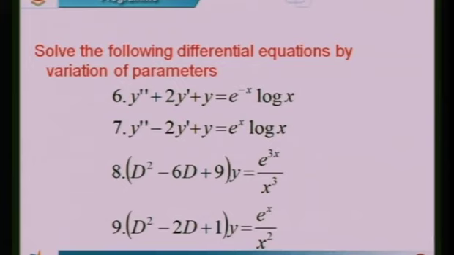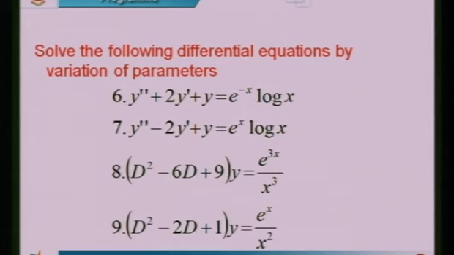Now, let us go for the 8th question, where the polynomial is in the denominator. What is the question? (D² − 6D + 9) y = e^3x / x³.